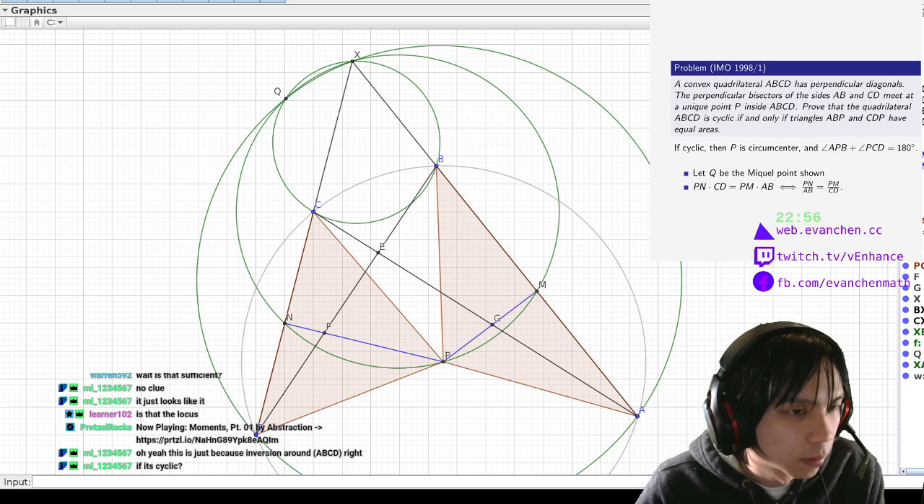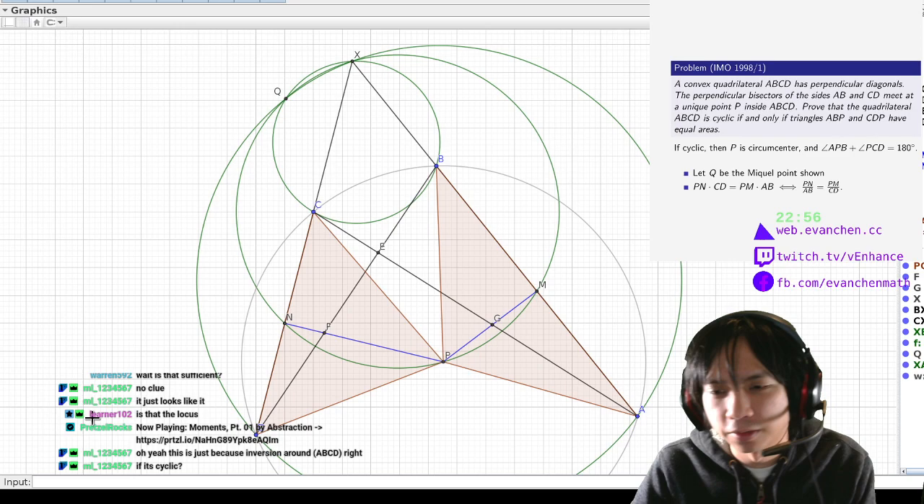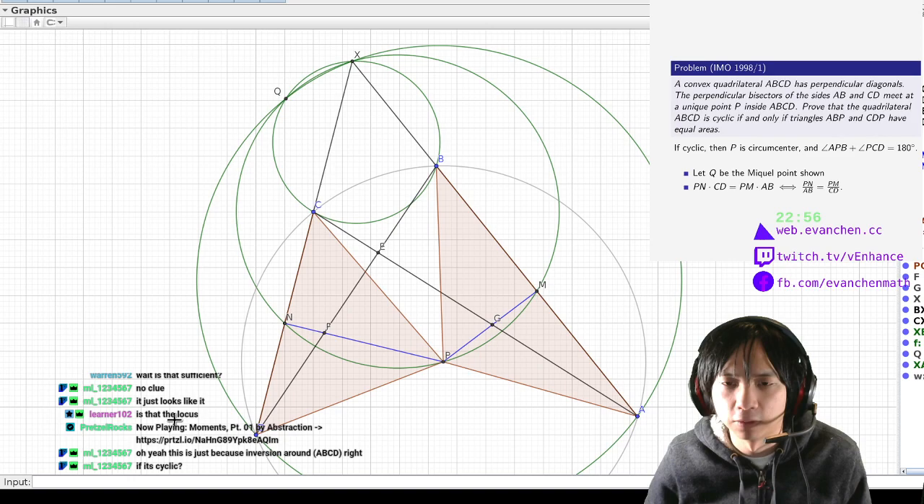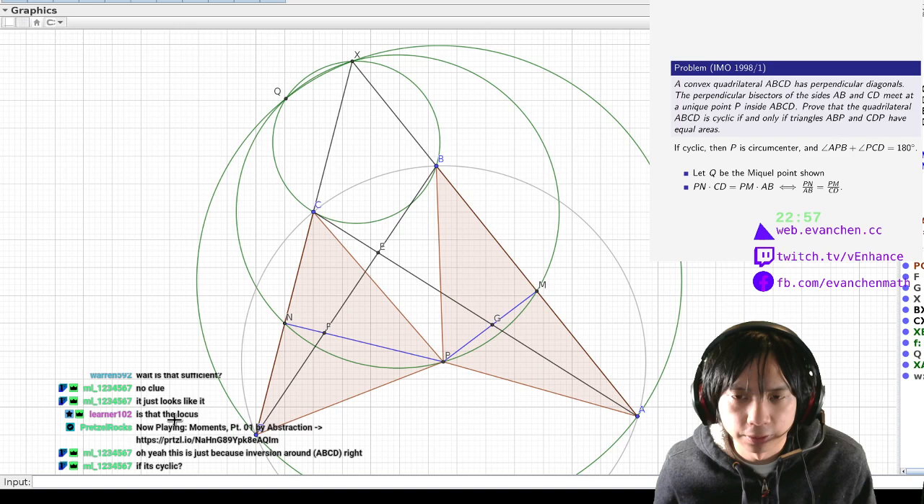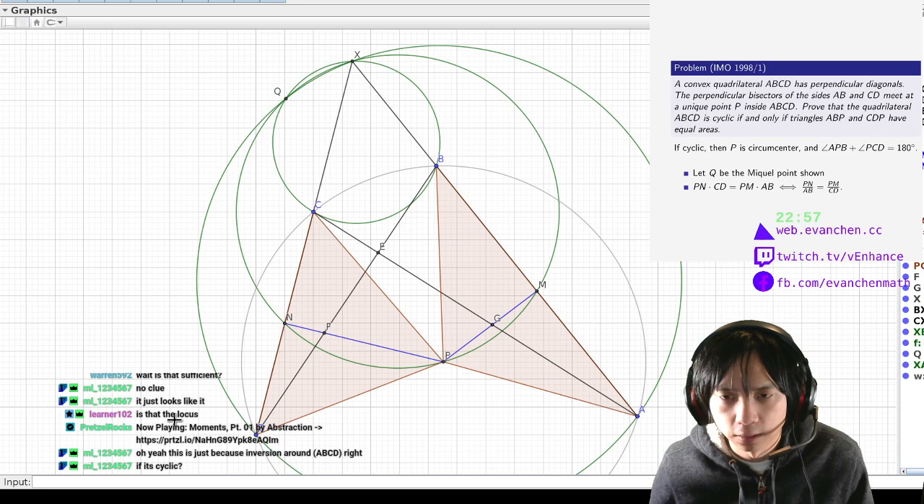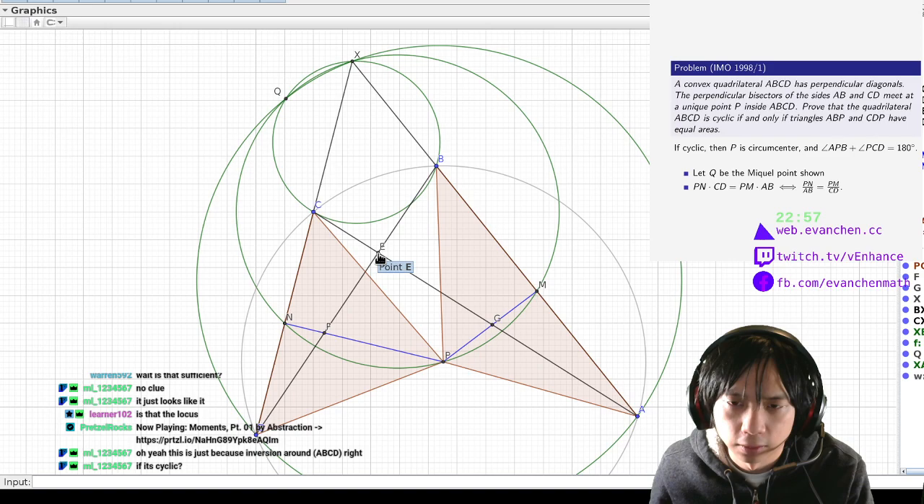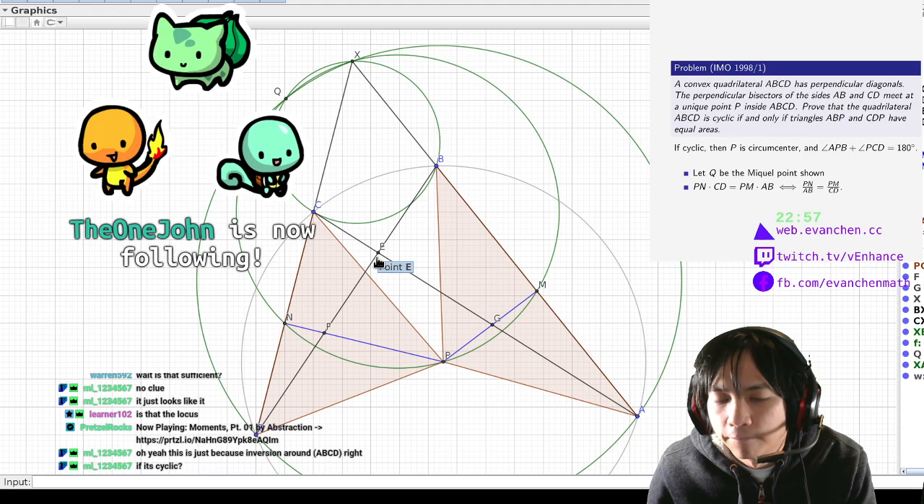Yeah, if it's cyclic, there's nothing to do. I see what you mean. If it's cyclic, then it follows by just inverting. I agree. But I remind that we haven't used this right angle fact yet. This right angle fact is still at large. We don't know why that's required. So far, nothing we've done requires DB and AC to be perpendicular. So it has to be something more that we haven't gotten yet.